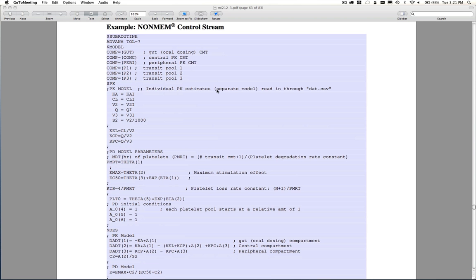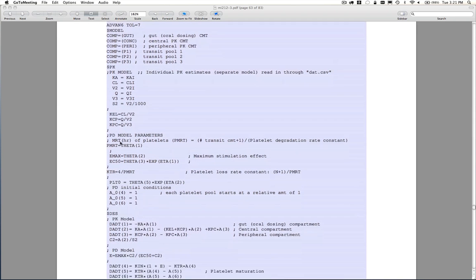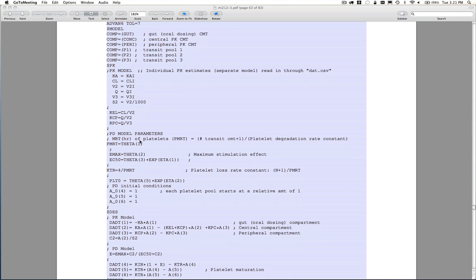We have our individual PK estimates from a separate model. If we had shown the dollar sign INPUT here, we'd see that we'd be pulling these individual parameter values from that data set. We then use that to define our transfer rate constants. Now, another thing that we typically do within these types of transit compartment models is we don't necessarily define things in terms of K transit or rate constants. We're more interested in developing some form of interpretable parameter, meaning something where we can say the platelets live for on average X number of hours or X number of days, red blood cells live for X number of hours, X number of days.